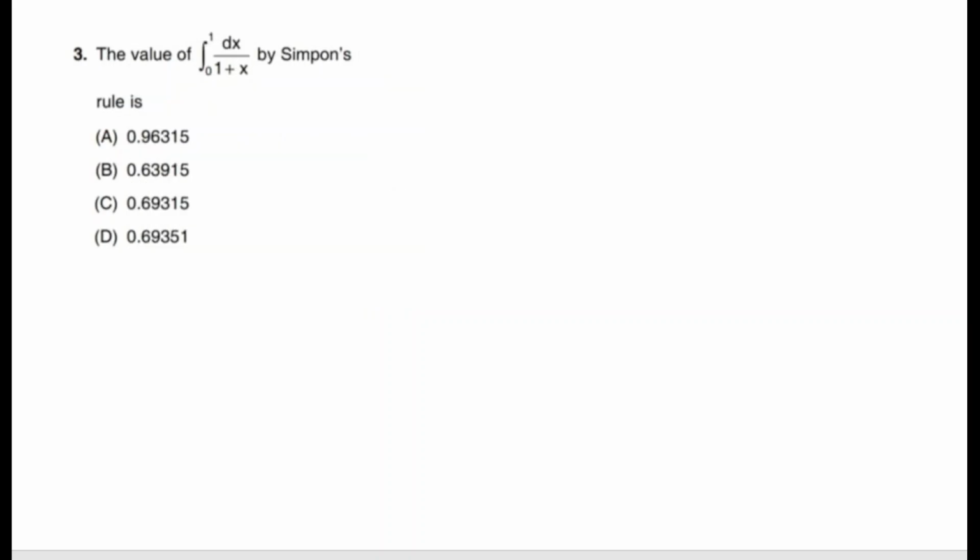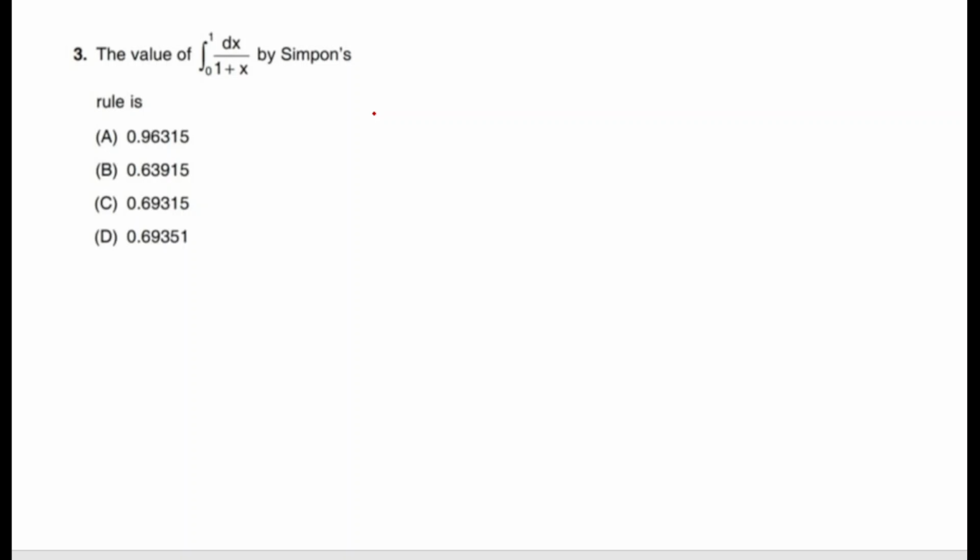Next question is the value of the integral from 0 to 1 of dx divided by 1 plus x by Simpson's rule. They have not particularly asked Simpson's 1/3 or Simpson's 3/8 rule. We have two rules under Simpson's, that is 1/3 and 3/8. So I'm going to solve this question using the 1/3 rule.